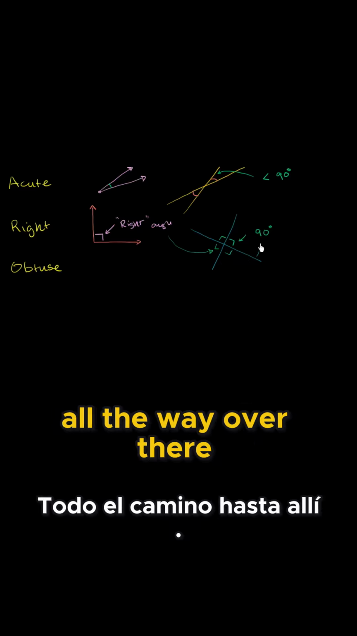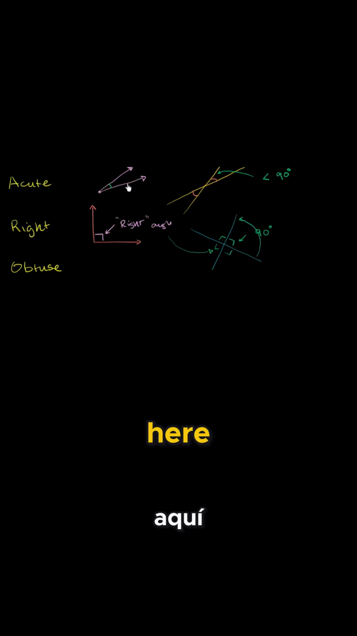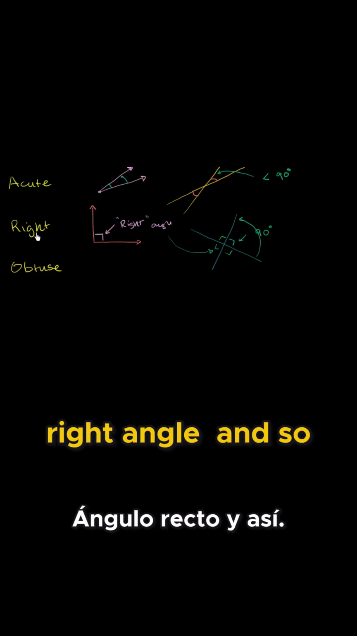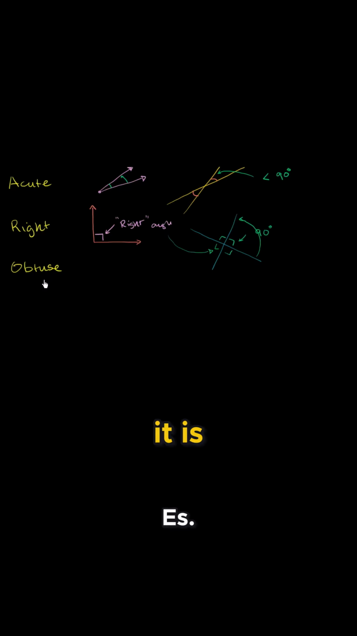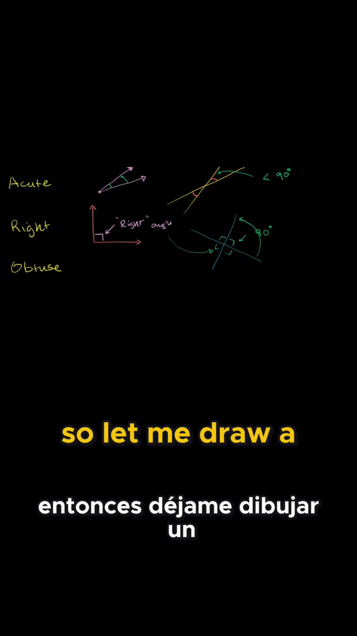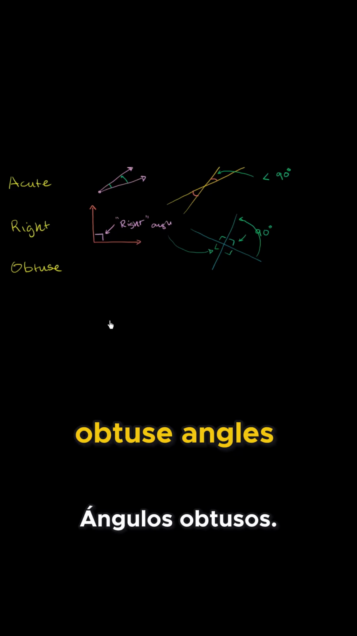Here, you'd have to move it all the way over there. Here, you'd only have to move it a little bit. So an acute angle is less than a right angle. And so you might imagine already what an obtuse angle is. It is greater than a right angle. So let me draw a couple of examples of obtuse angles.